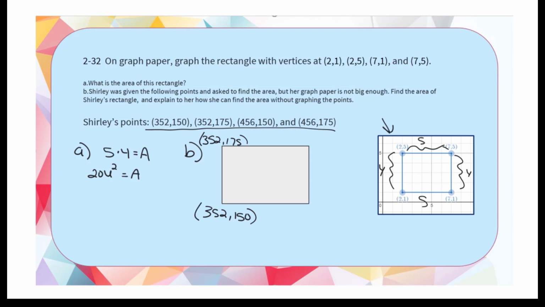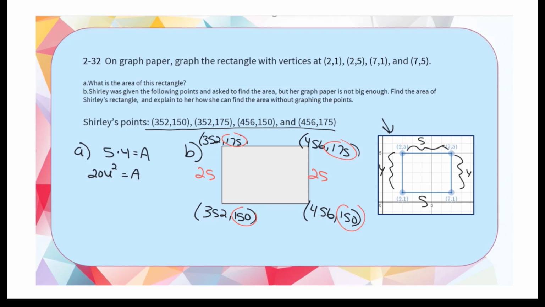Just looking at that, because all you're doing is looking at the y values here, that means this side is 25. And we'll line up the other points and see if we're on the right track. So we will say 456, 150, and 456, 175. Well, we do have the same y values on these, and the difference again is 25.